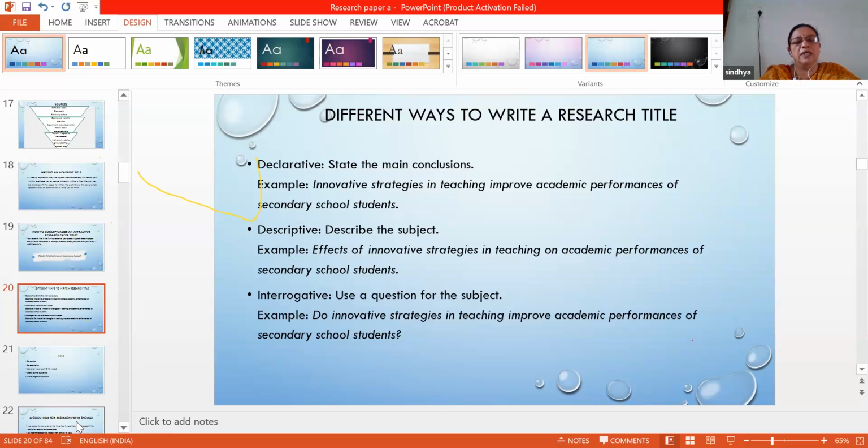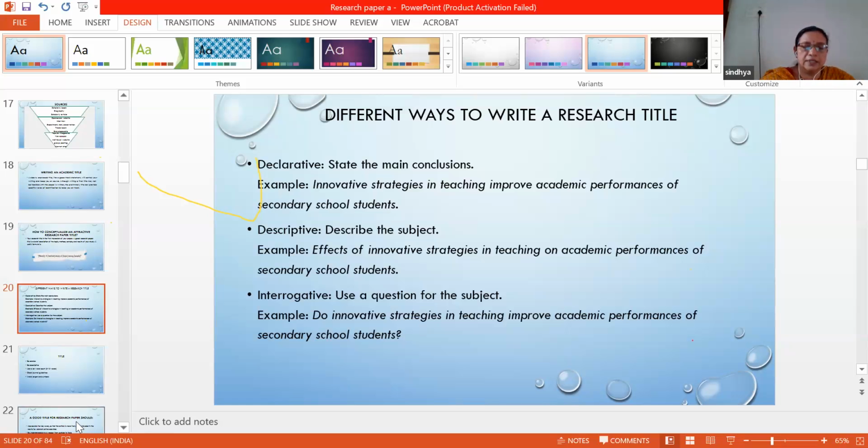Another type of title is descriptive. We can describe the subject, that is, the effect of innovative strategies, which we are going to undertake. So we can describe that aspect. That is the descriptive form of titling. And the other is interrogative. You can use a question for the subject. For example, do innovative strategies in teaching improve academic performance?